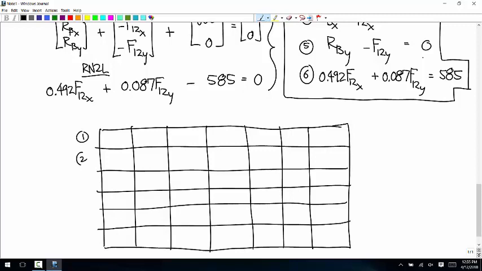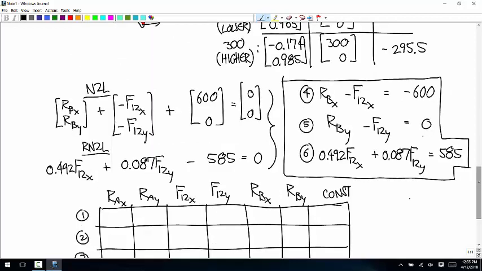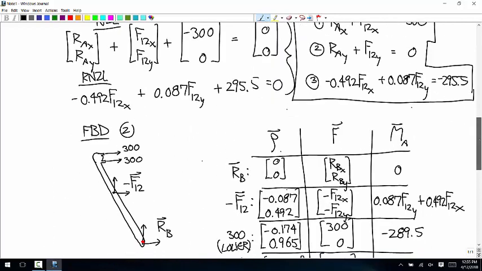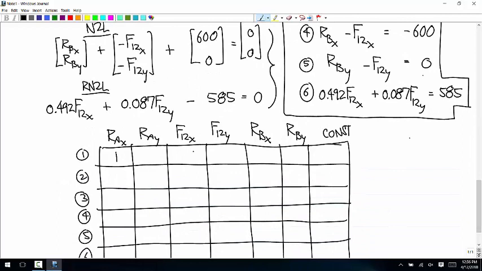So equations 1, 2, 3, 4, 5, 6. And then the variables are RAX, RAY, F12X, F12Y, RBX, and RBY. And then this is the constant. Equation 1, we have 1 RAX, 1 F12X, and the constant is positive 300.